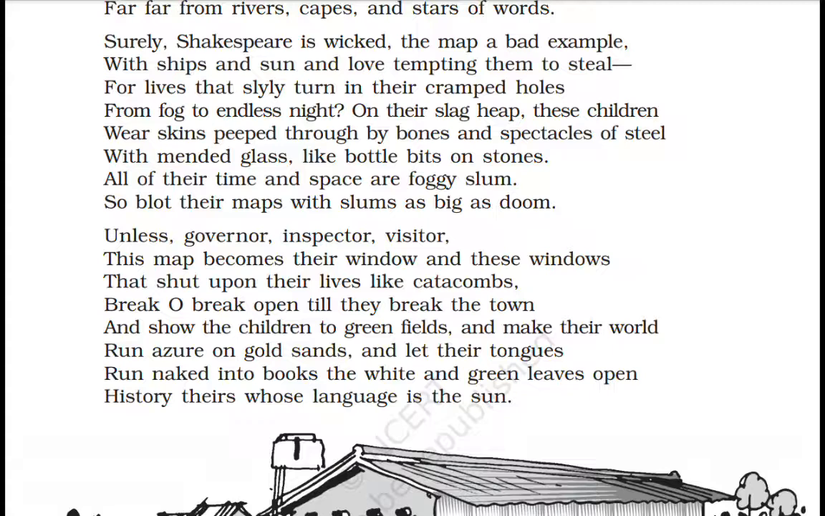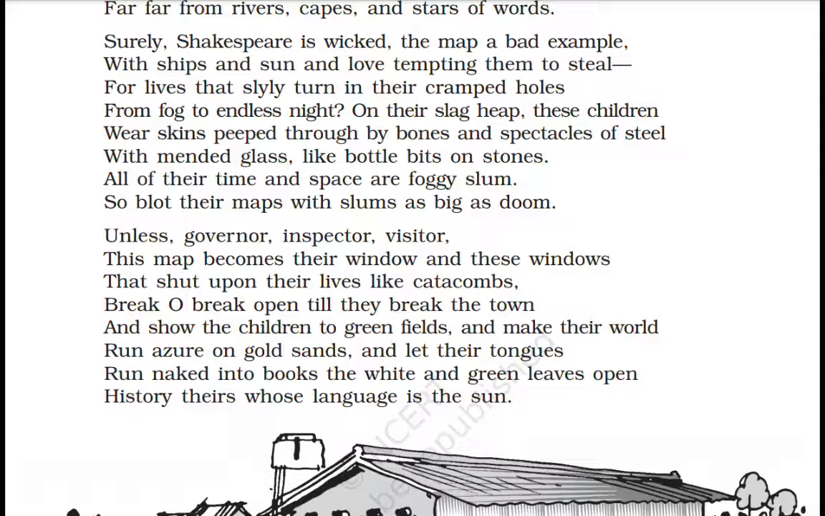Shakespeare allured them by talking about ships, by talking about sun, to have such a life, but they cannot have such a life. Similarly, the map also shows them sun, it also shows them ships, and it also shows them the beautiful nature, the beautiful world, and it again tempts them to achieve all those things. It allures them, but finally they cannot achieve all those things, and they have to live in those cramped holes.